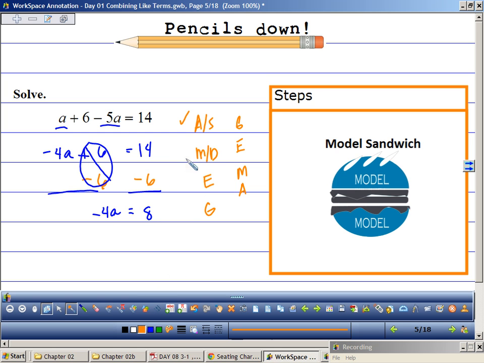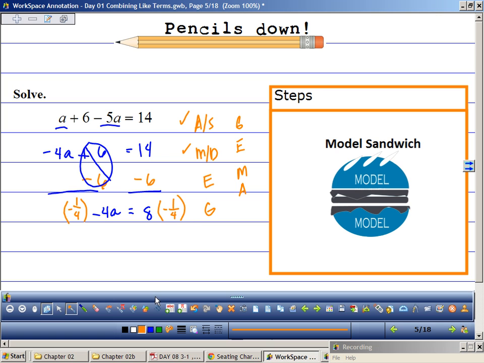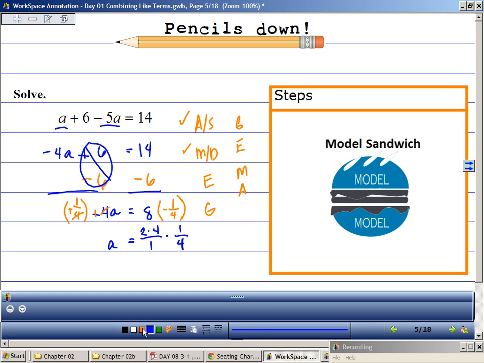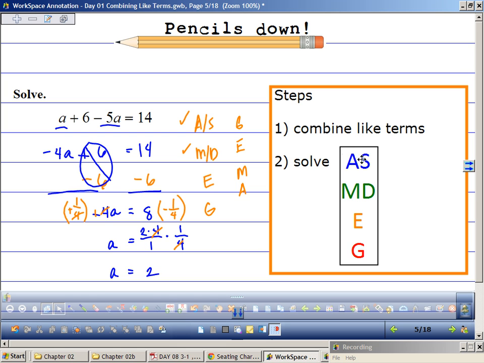Now I need to undo multiplication or division. This is multiplication, so the inverse is negative 1/4. Multiply both sides by negative 1/4. When I do that, my negatives cancel, my 4's cancel, and I'm left with a equals 2 times 4 over 1 times 1 over 4. My 4's cancel. A equals 2. So my steps were pretty simple. Combine like terms. Solve doing GEMDAS in reverse.